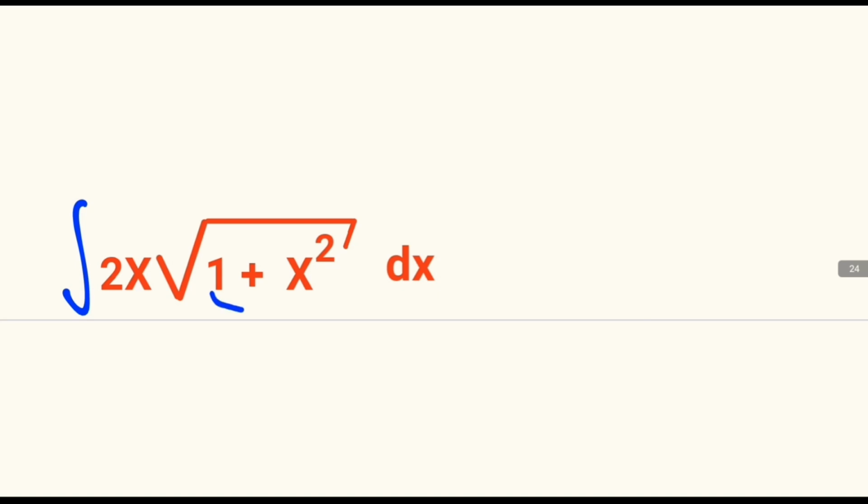The derivative of the function which is inside the square root is equal to the 2x, so the derivative of this one is equal to 0, and the derivative of this x squared is equal to the 2x. So that's why we have to use the U substitution method, where we let the u to be equal to 1 plus x squared.